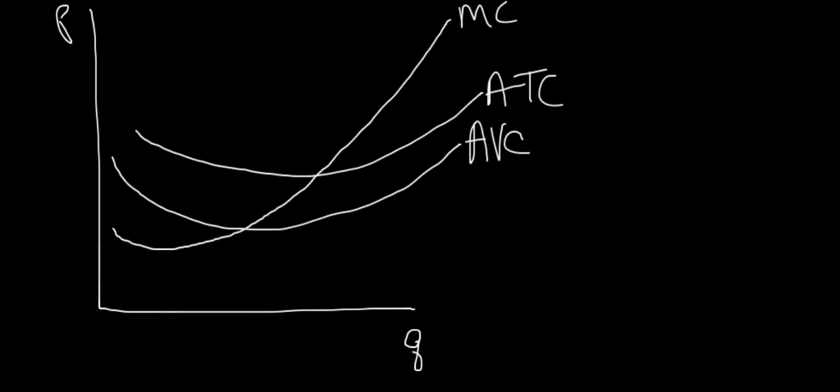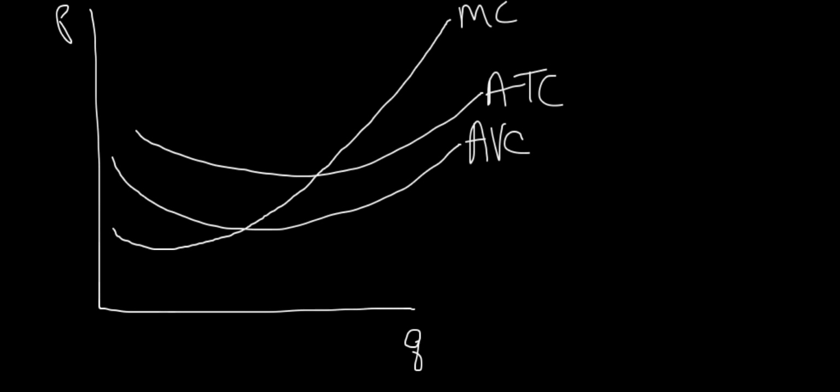So even though I'm making a loss, the question then becomes, am I losing more or less than my fixed cost? And remember, at the very beginning, when we talked about these curves, the distance between the average total cost curve and the average variable cost curve is average fixed cost. That's the only thing that the average variable cost does not have in it. It's the only thing that makes them different.